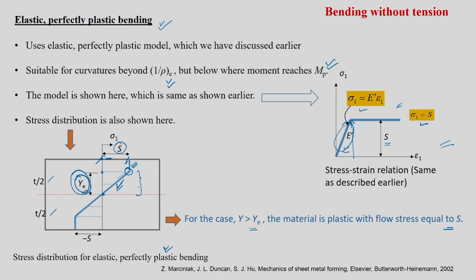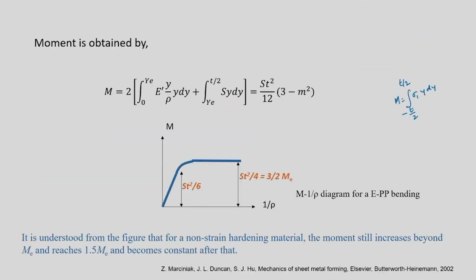So, this is one part for integration, this is another part for integration. So, the limit changes actually, because the situation is different. Anyway, I am putting 2 times here because it is symmetric. So, 0 to ye is one part, which is going to be my sigma 1 y dy. In this case sigma 1 is nothing but E dash into epsilon b, which is nothing but E dash into y by rho.